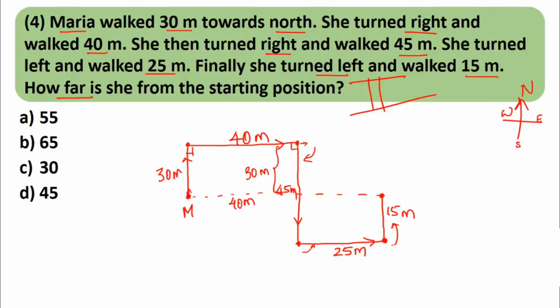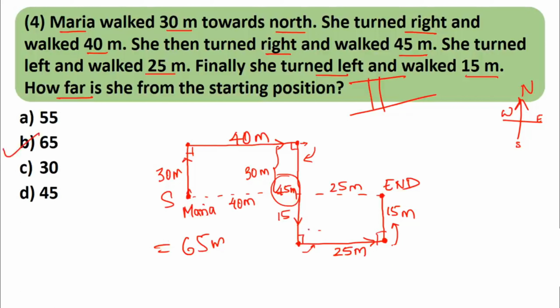Right? Now, again she goes over here, turns 25, comes up 15. So this is 15, this is 15. So we'll have 30 and 15 as 45. So even this is a rectangle because here it is 90 degree, here it is 90 degree. Right? So if two angles are 90 degrees, the rest also have to be 90 degrees. Okay. So if this is 25, this will be 25. So the distance between M and M, that is the starting point and the end point, for Maria, is 40 plus 25. That would be equal to 65 meters. So the answer is B, 65.